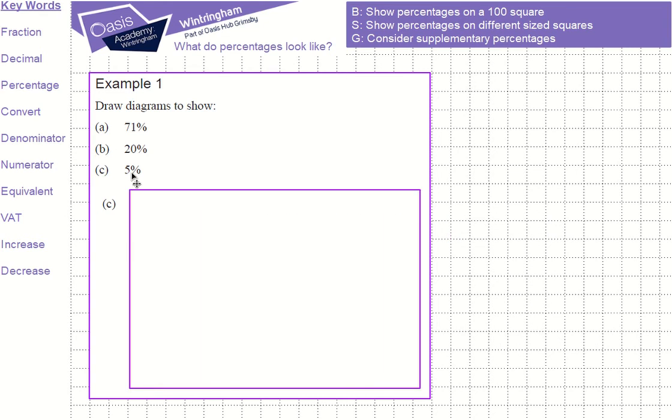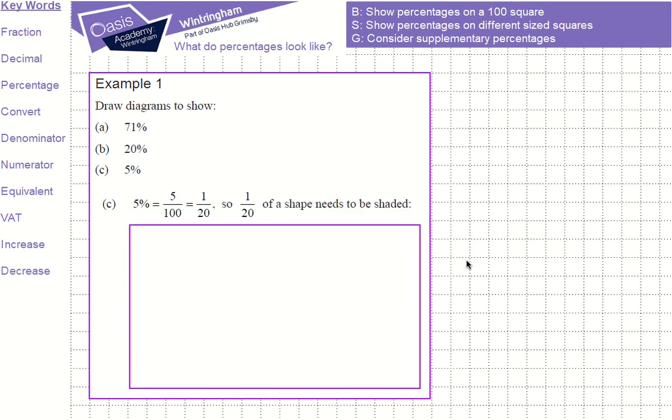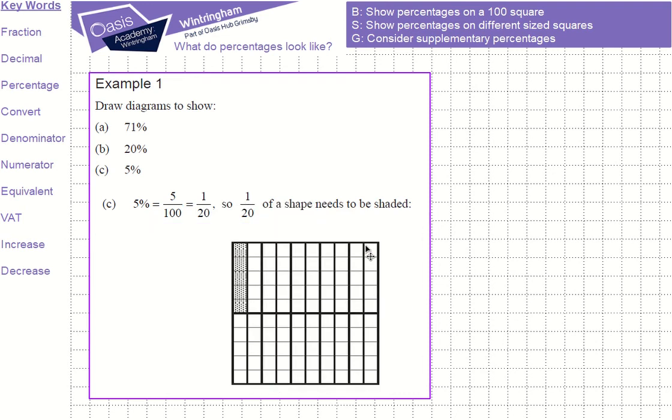And our last one, 5%. Again, our percentage is out of 100, so 5 over 100. This simplifies down to 1 over 20, so 1/20th of a shape needs to be shaded. And again, it's going to be easier if we just use 100 squares. So again, starting with our 10 by 10 grid, and this time 5 is going to be shaded. Using the dark lines, you can see how the shape could be split into 20 pieces, and then one whole dark rectangle has been shaded.